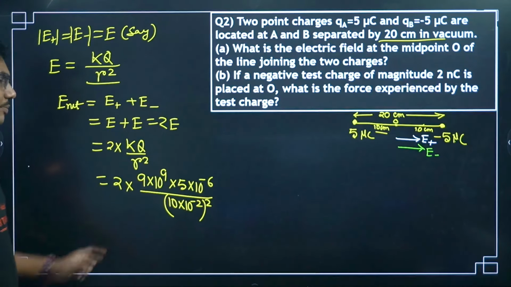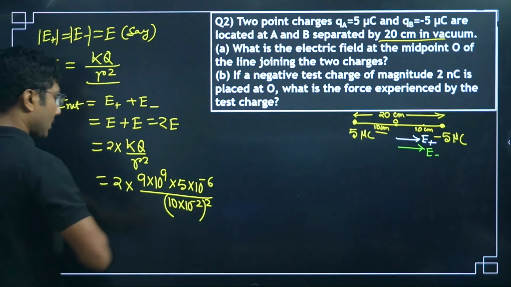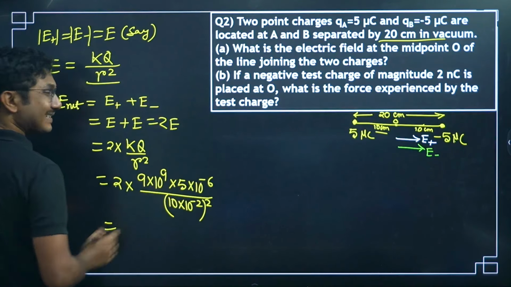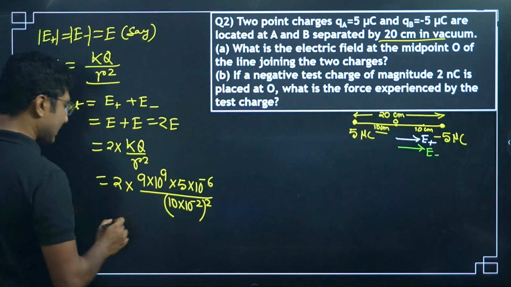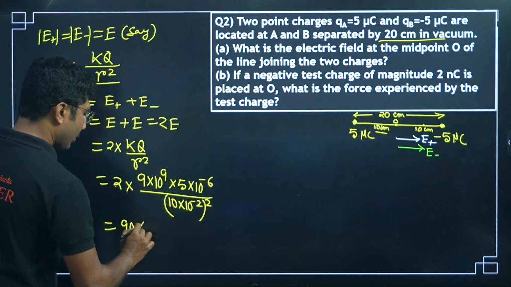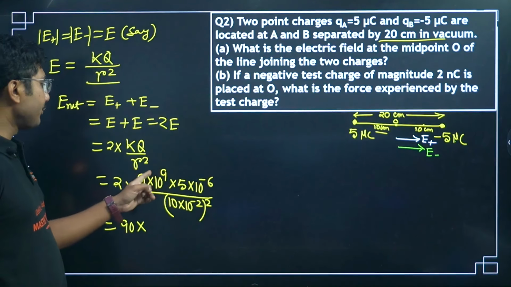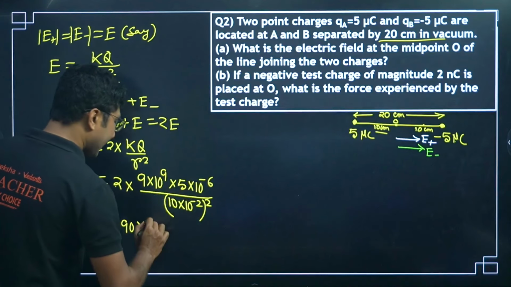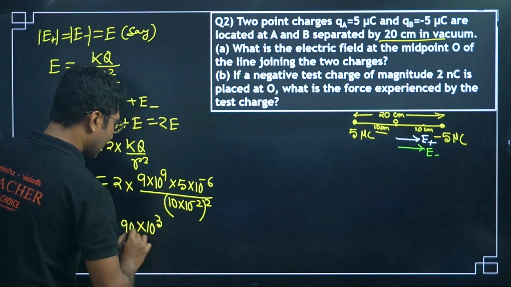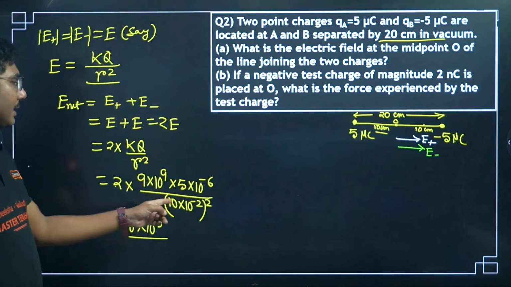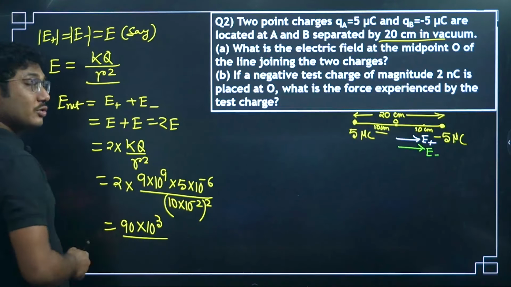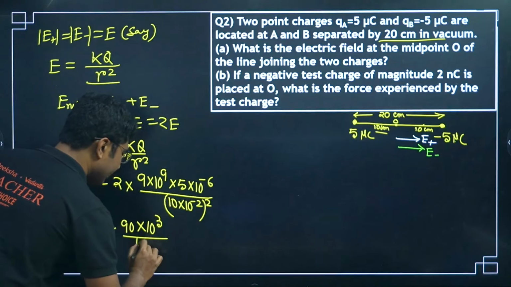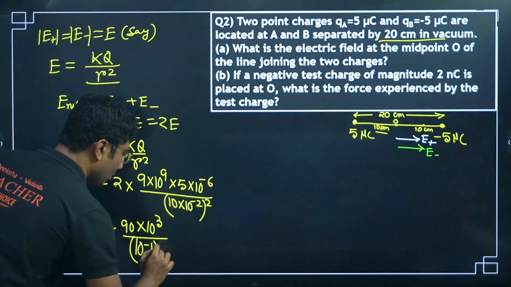Okay, 10 into 10 to the power of minus 2 whole square. Now simplify this. If you see, 2 into 5 is 10, 10 into 9 is 90, into 10 to the power of 9, 10 to the power of minus 6, so it will be 10 to the power of 3 divided by 10 into 10 to the power of minus 2, that means 10 to the power of minus 1 whole square. So it is 10 to the power of minus 1 whole square.